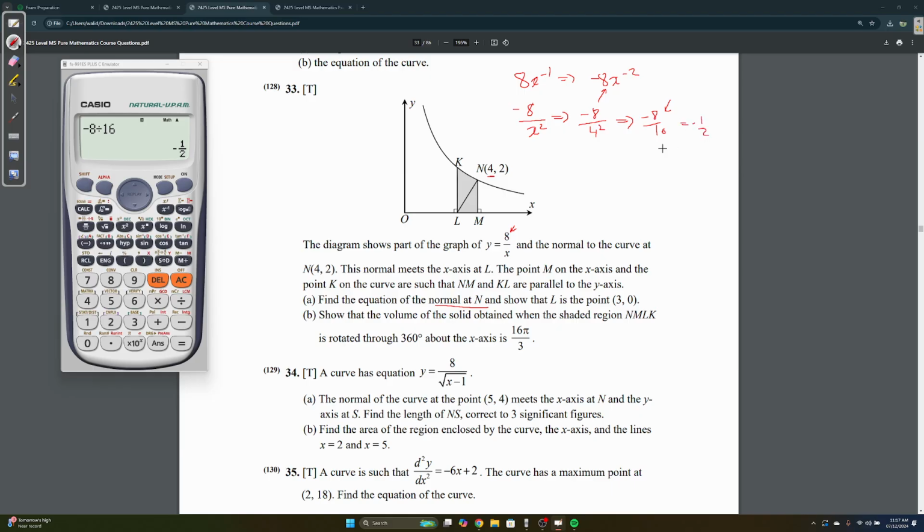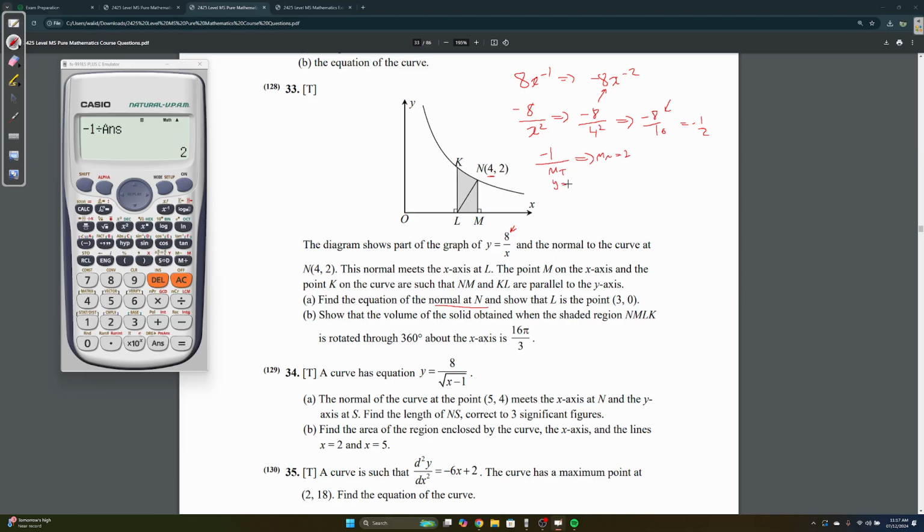Okay, so this is the slope of the tangent. Remember, we're talking about the normal. So for the normal, you do negative 1 divided by the slope of the tangent. So negative 1 divided by this answer, and you should get 2. Yeah, you get 2. So that means the slope of the normal is 2.